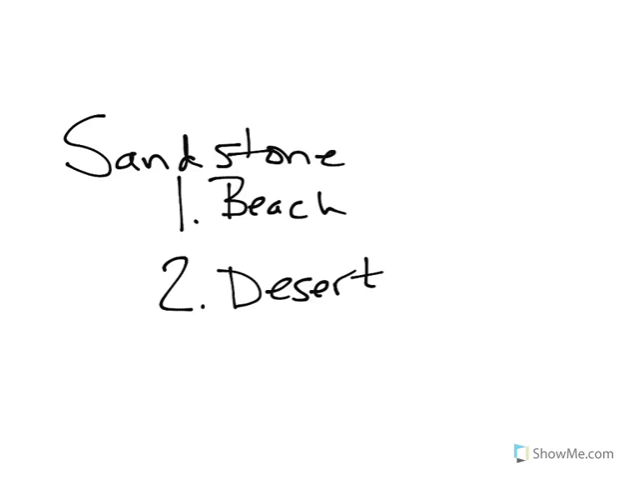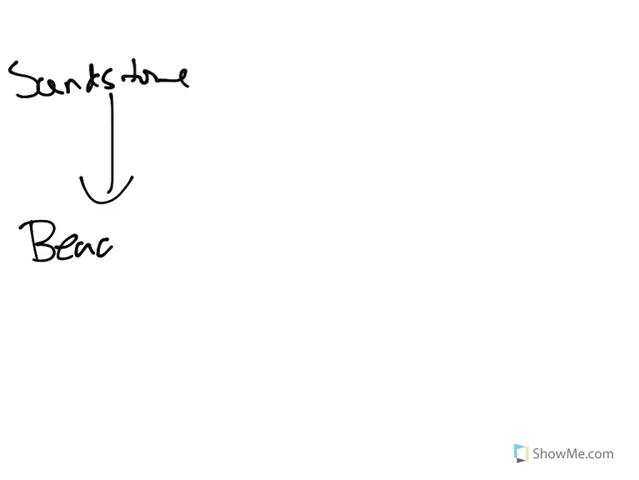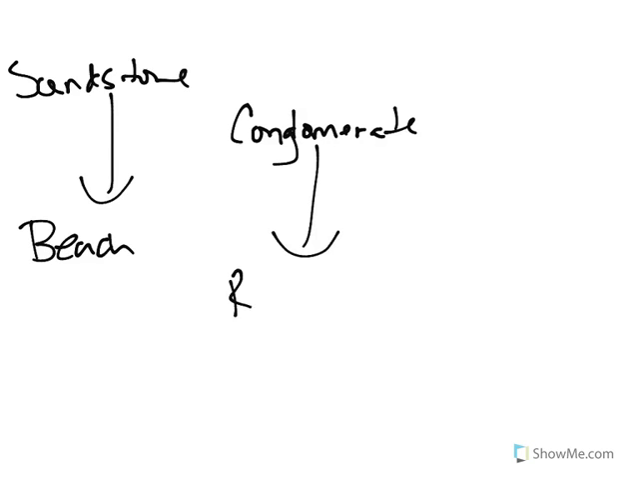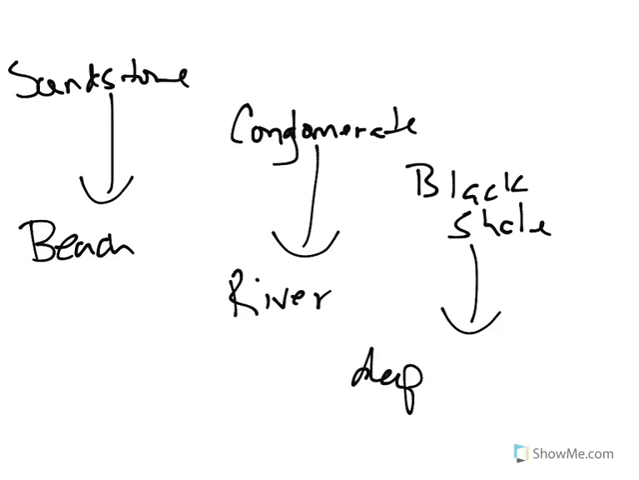But what this is doing is now we have figured out a fingerprint. So every different environment is going to have a very specific type of rock. And this is kind of some of the stuff you're going to go through. So for example, as we saw, maybe a sandstone is a beach. You'll see that maybe a conglomerate is a river. Or black shale is deep ocean.